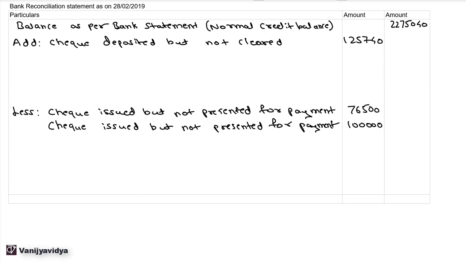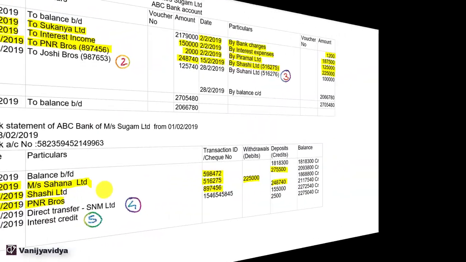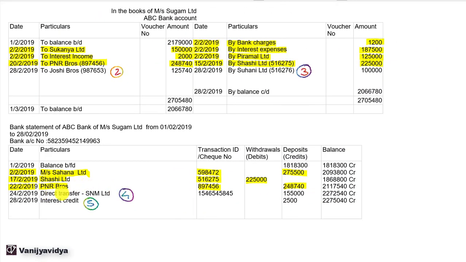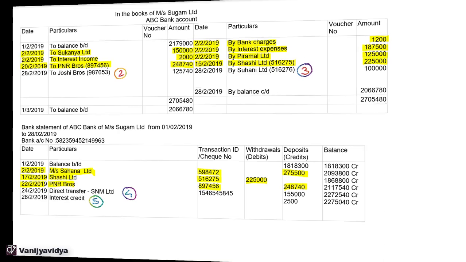Now let's move on to the next transaction. Transaction number 4. Direct transfer, S&M Limited. We have the amount 1,55,000. So there is a direct deposit by S&M Limited in our bank account, but the same is not recorded in the cash book. Let's prepare a working note for this and then analyze it further.